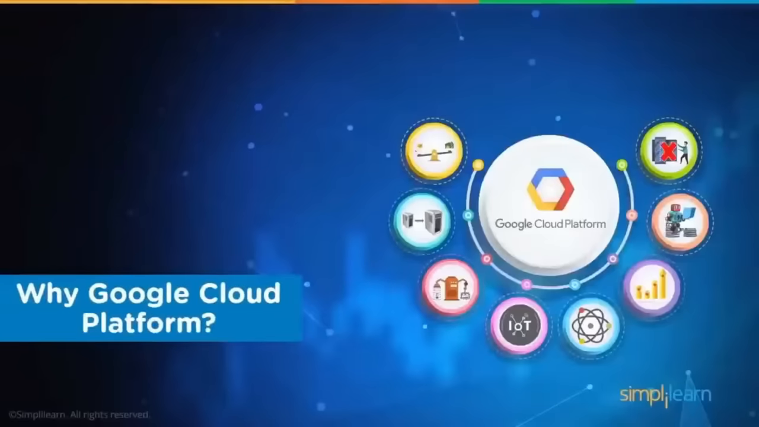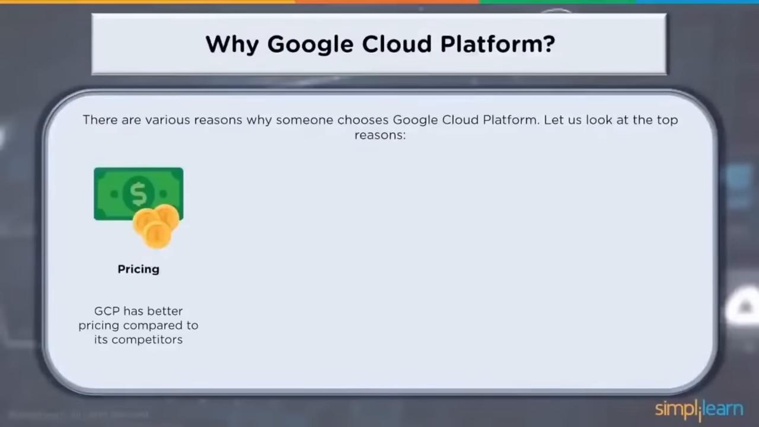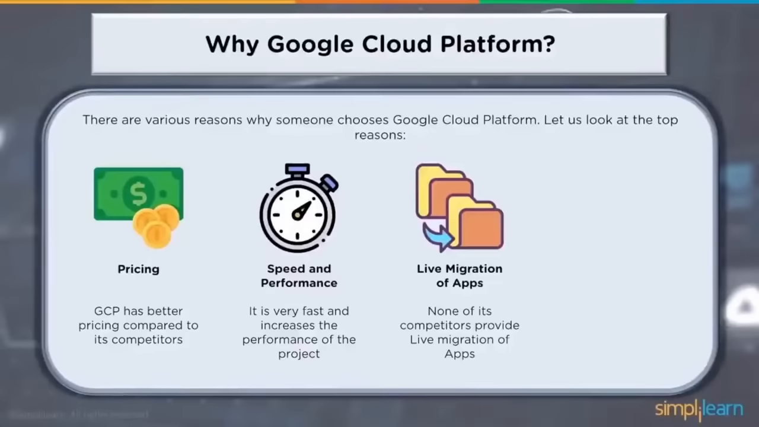When we talk about why Google Cloud Platform, there are various reasons why someone would choose it. GCP has better pricing compared to its competitors. When it comes to speed and performance, it is very fast and increases the performance of the project. It offers live migration of apps, and there are a huge number of solutions, which I will show you in further screens, which help an organization to adopt a cloud platform, integrate with a cloud platform, or even completely migrate into a cloud platform. None of Google's competitors provide live migration of apps.